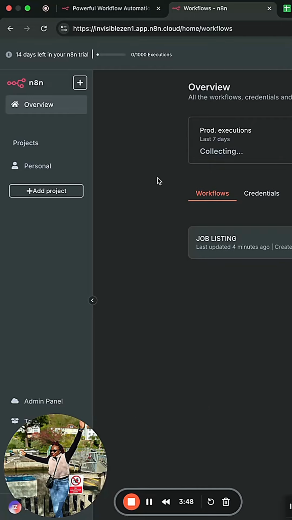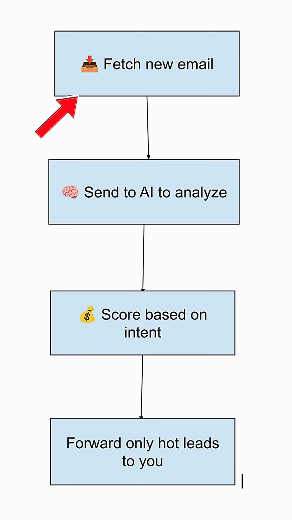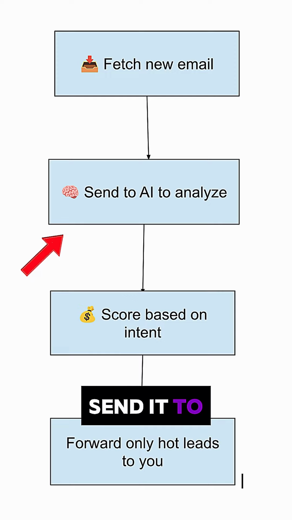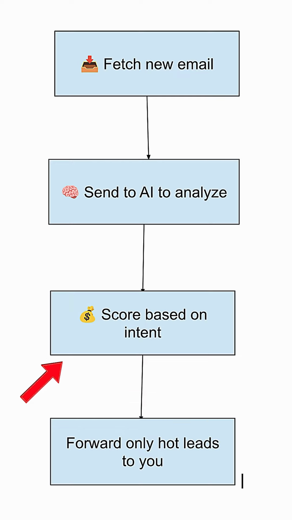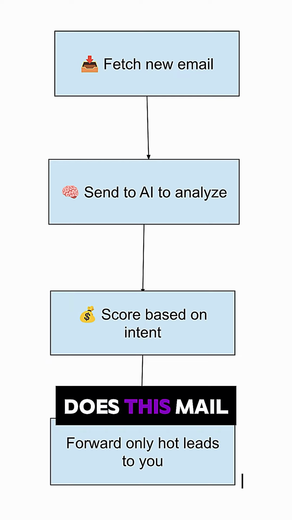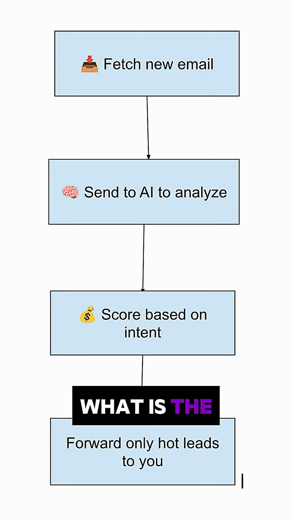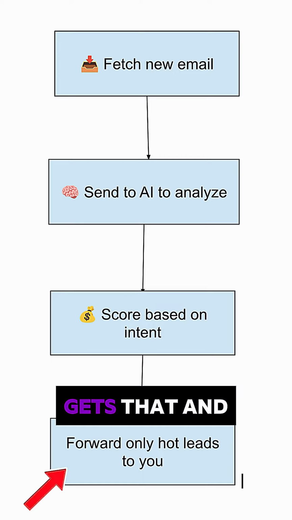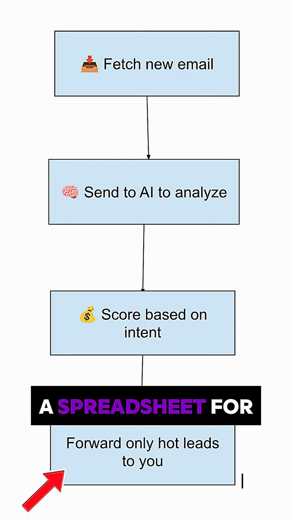So let's visualize the workflow. This is what we are going to build. We are going to fetch new emails from an email address, send them to AI, our large language model, to analyze them. Then the large language model scores each one based on the intent of the mail. Basically, it says, does this mail have the potential to be a lead? And if it's a lead, what is the score index? Is it a high paying client or is it going to be a low paying client? And then it forwards that to an email or a spreadsheet, but we're going to be using a spreadsheet for this one.